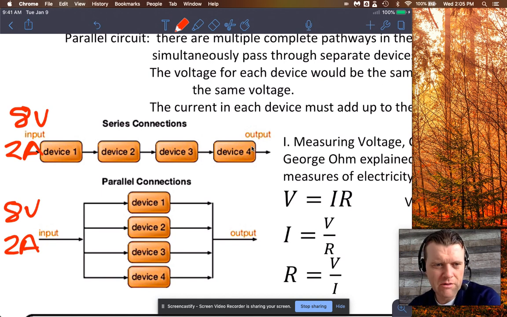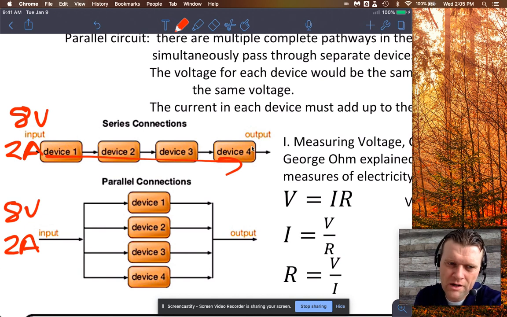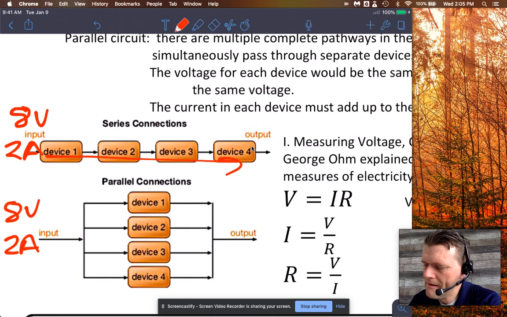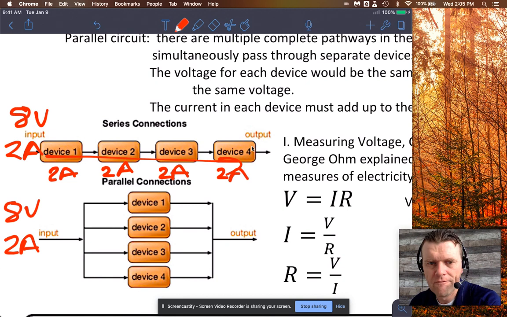So in the series circuit, that 2 amps of current will flow through everything. If you were to stick an ammeter anywhere in there, like in the device or just after the device to the next one, there'd be 2 amps all the way along. 2 amps, 2 amps, 2 amps, in terms of reading that. And we'll talk about the multimeters in a second too.